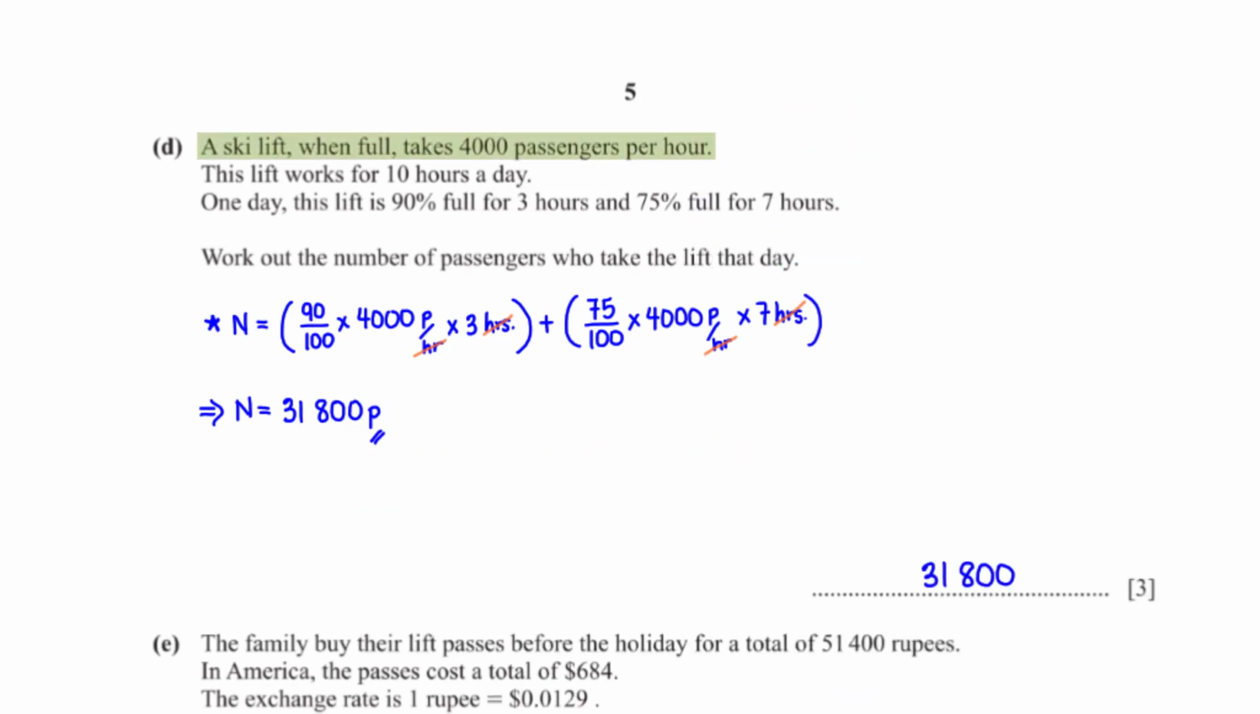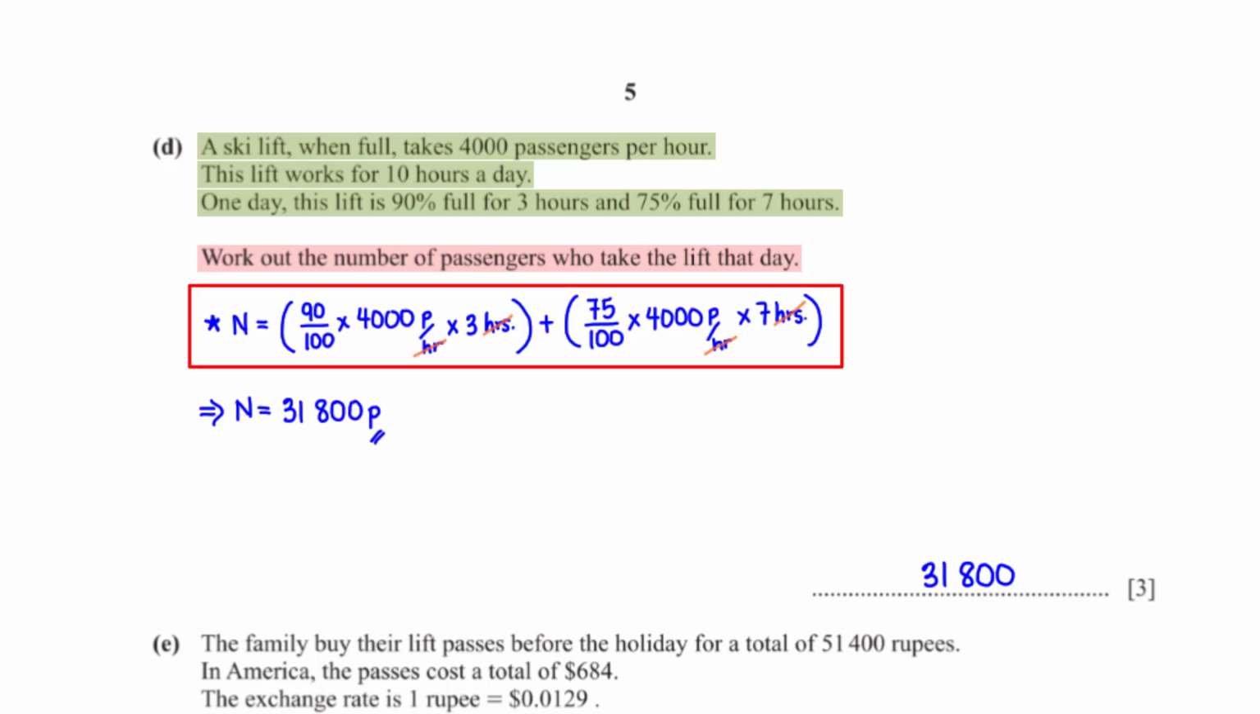A ski lift, when full, takes 4,000 passengers per hour. This lift works for 10 hours a day. One day, this lift is 90% full for 3 hours and 75% full for 7 hours. Work out the number of passengers who take the lift that day.